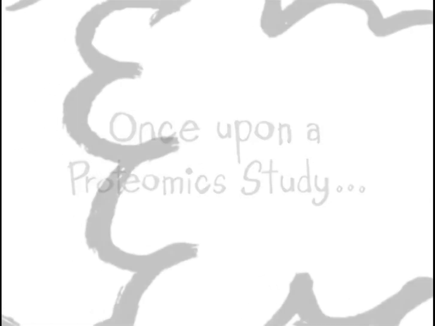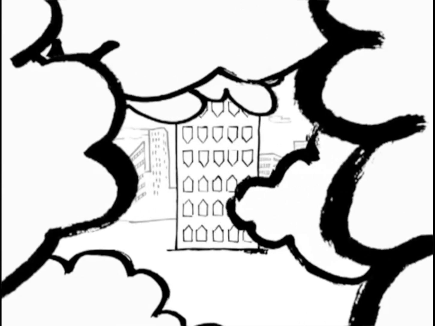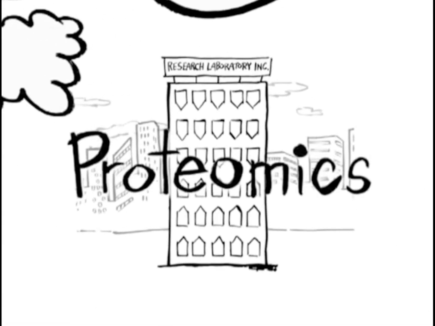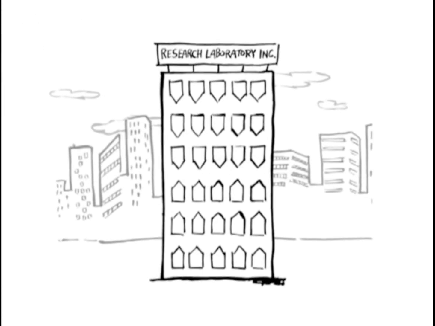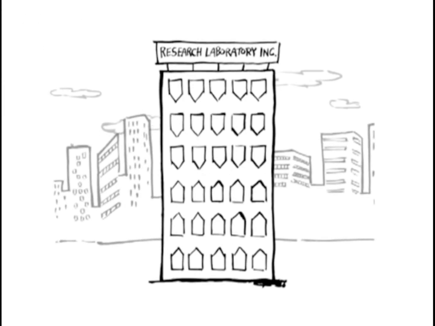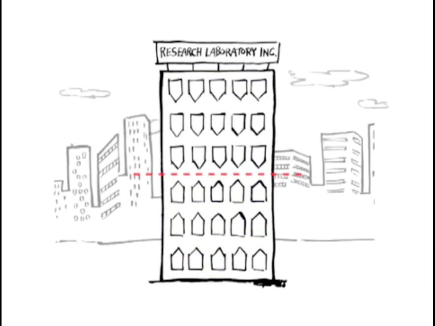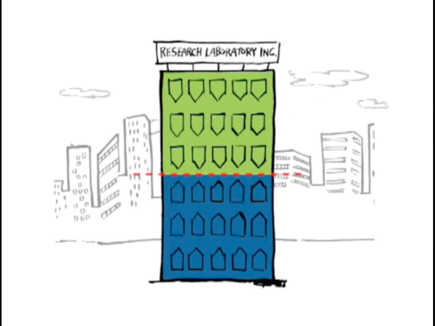Once upon a time, there was a very special building filled with people who did very special things called proteomics, which did a lot of good for the world. But it seemed there were only two ways of getting things done. One from the bottom up and the other from the top down. And so the building was divided into two very distinct groups, the bottom-ups and the top-downs.